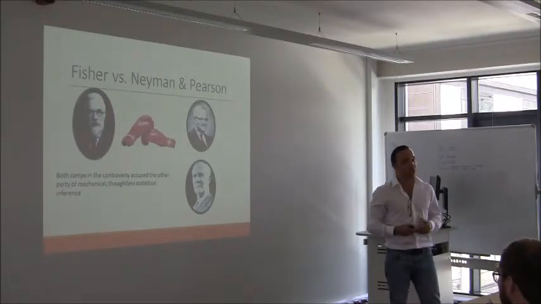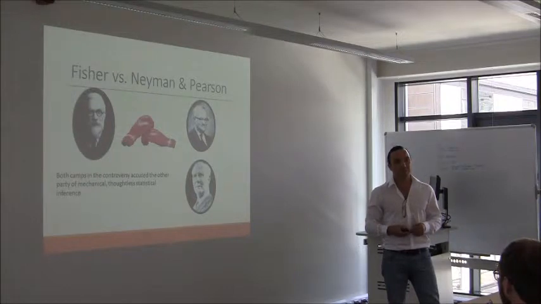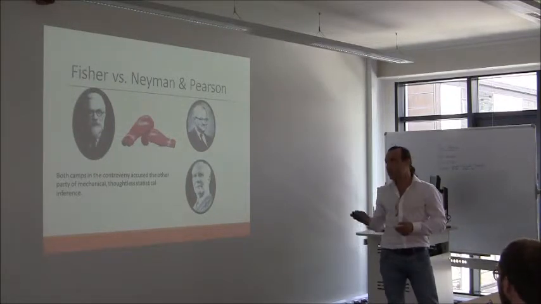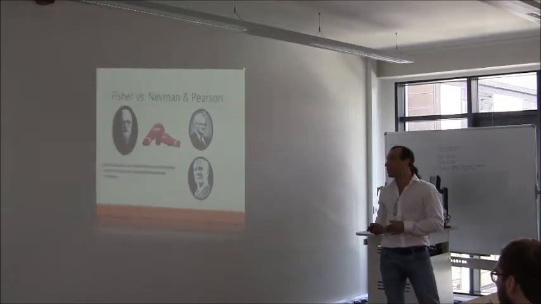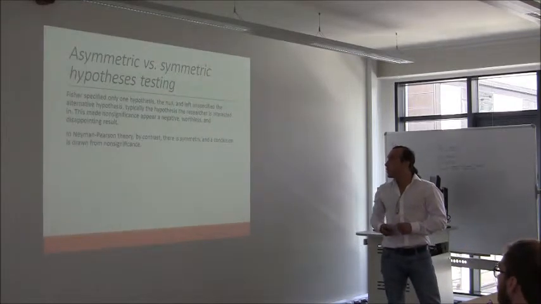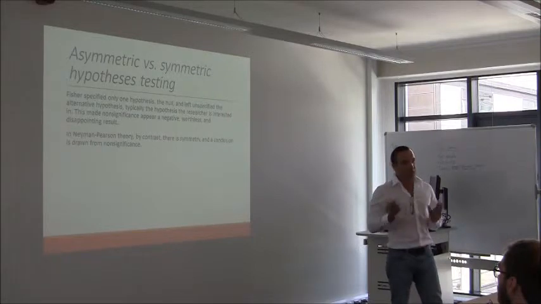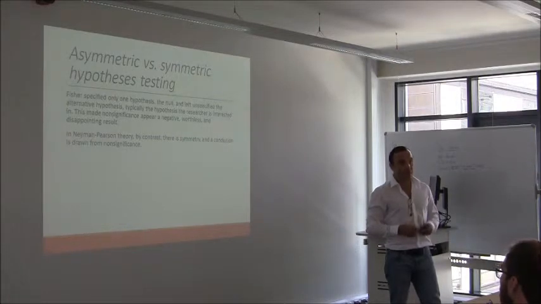In the name of Fisher view, there was an alternative hypothesis, playing around with parameters or not. But both said, don't do it in a mechanistic way. So what I just said, that there is a null and an alternative hypothesis, leads actually to a very interesting point when you think about it, which is symmetry and asymmetry between hypotheses.